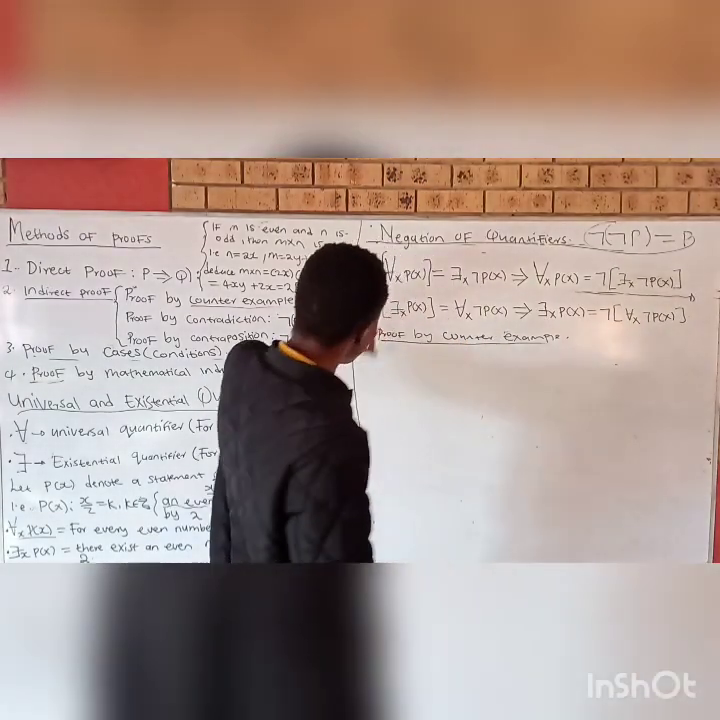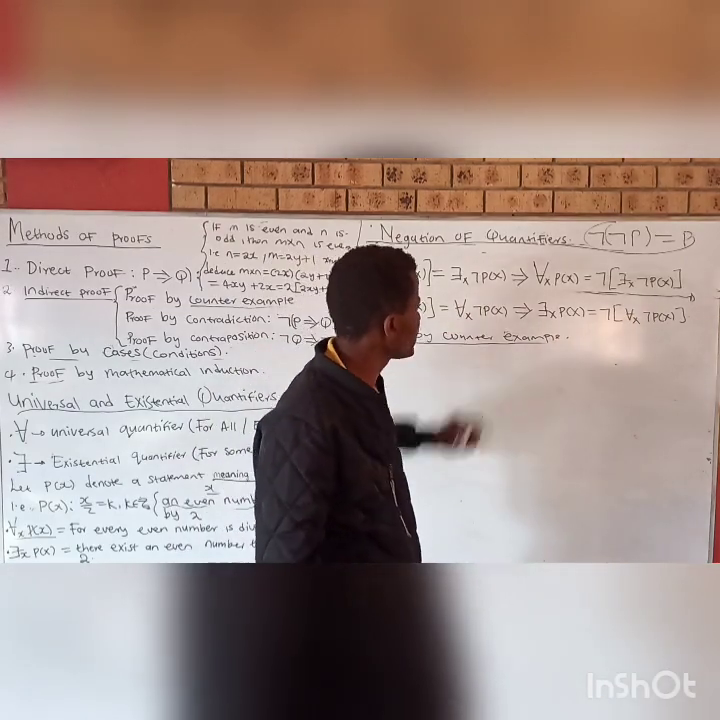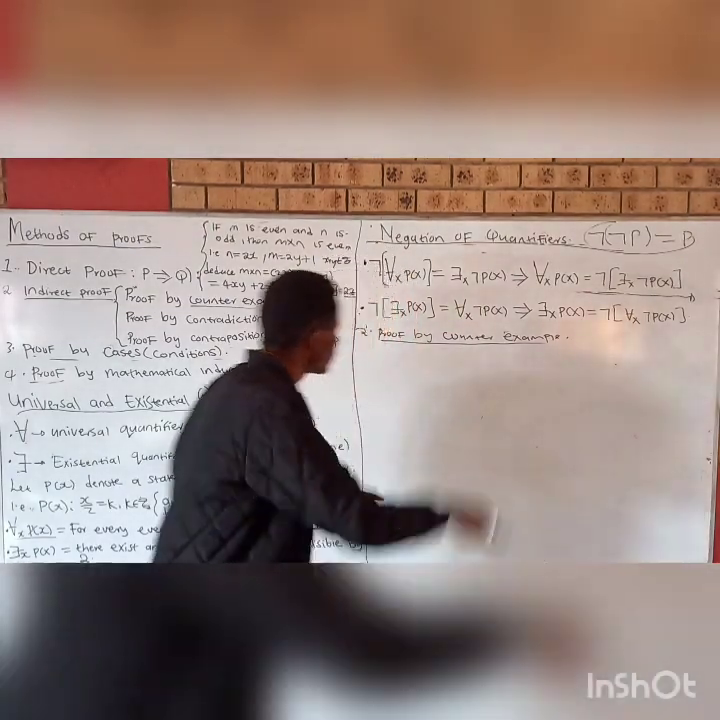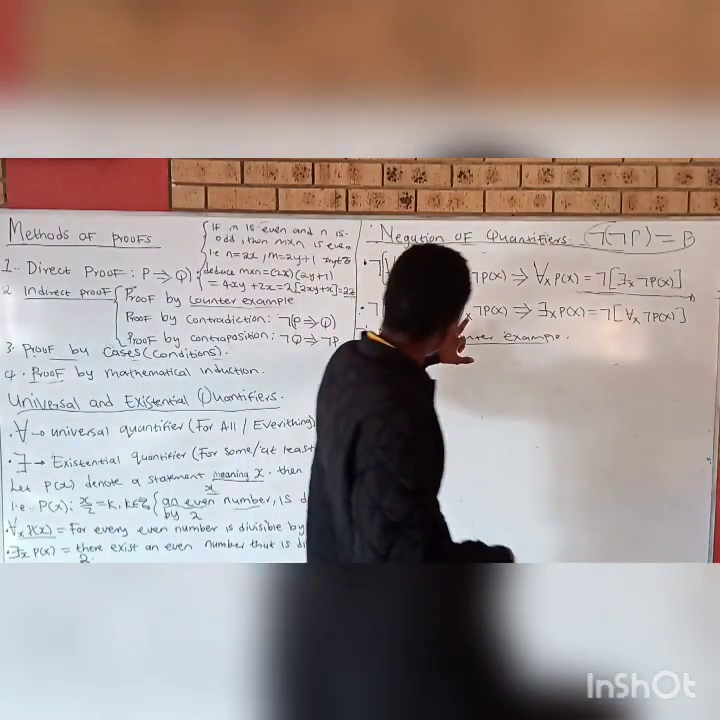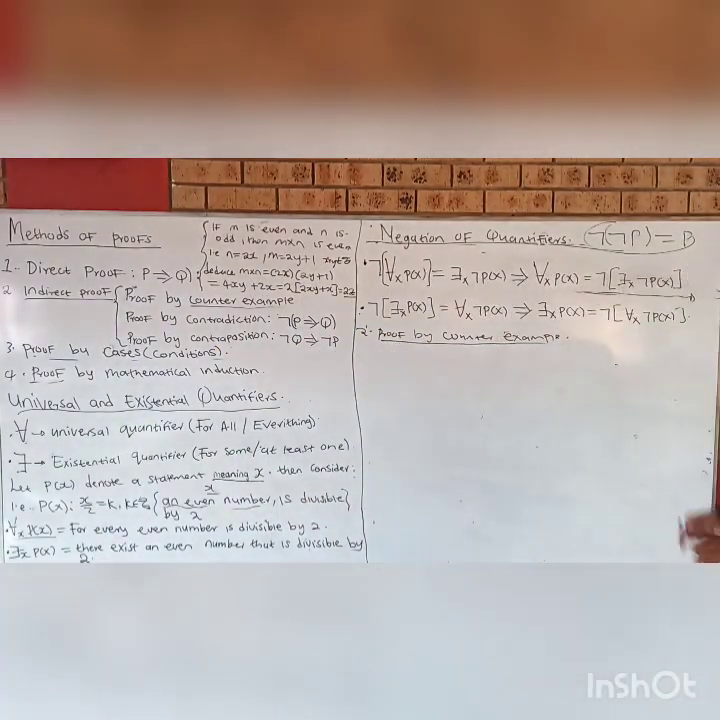Consequently, if we negate there exists x, P(x), we get for every x, not P(x). So if we negate for every x, not P(x), we'll come back to the existential of P(x), because it's the same as the negation of the negation of the existential of P(x). So that's how it works. So now we can do some examples.